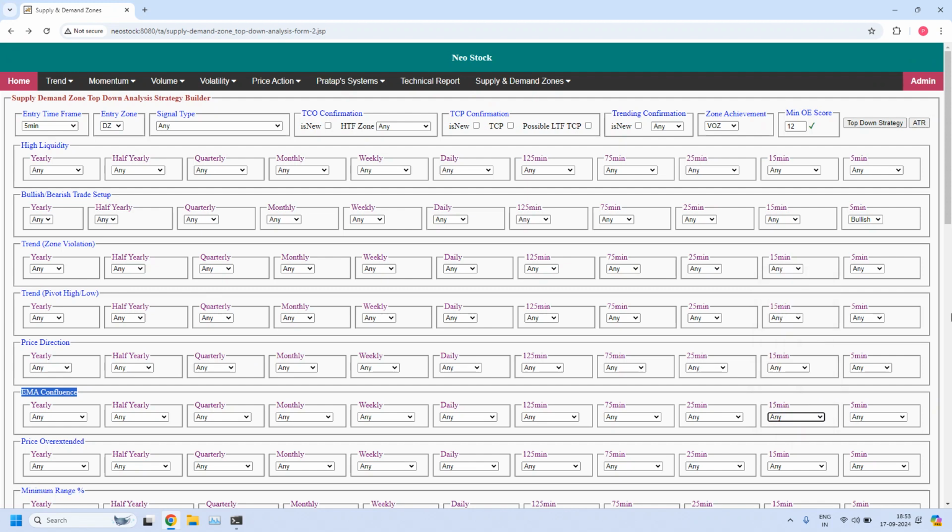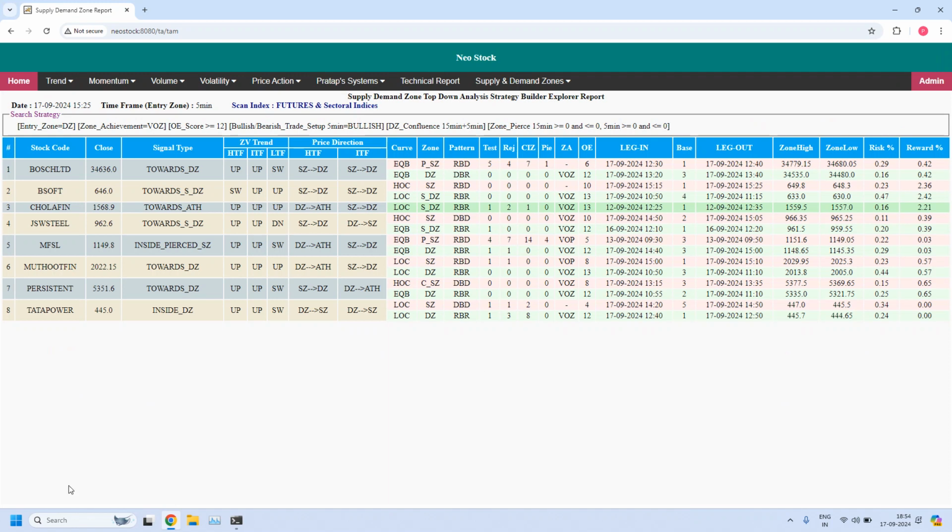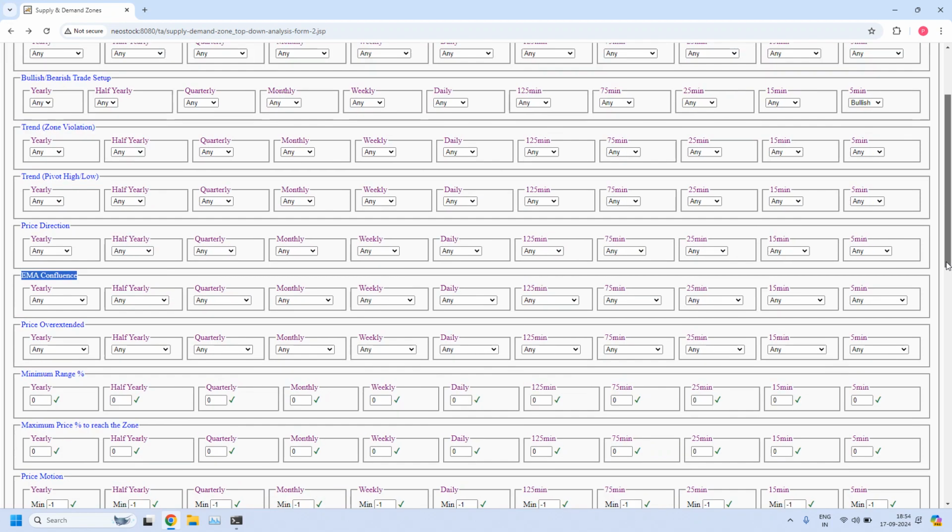So without EMA confluence, how many are filtered earlier with 5 minutes and 15 minutes zone? 8 are filtered. Out of these 8, how many are having even LTF, ITF, HTF zone confluence? Let's verify.